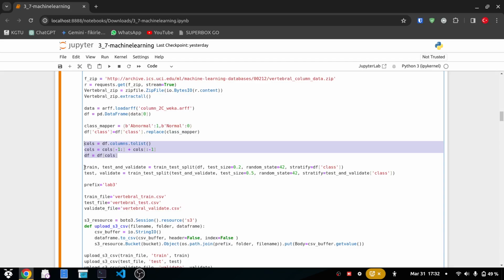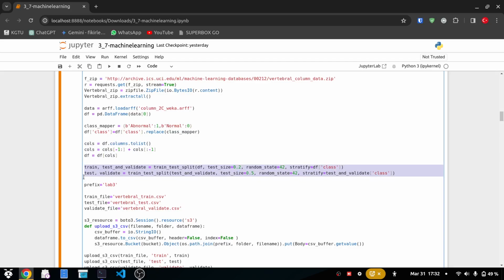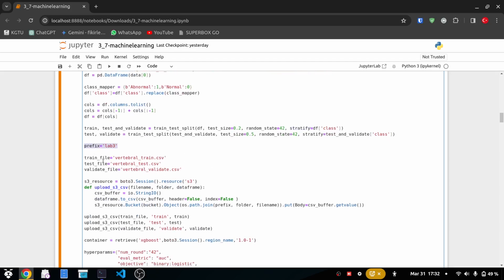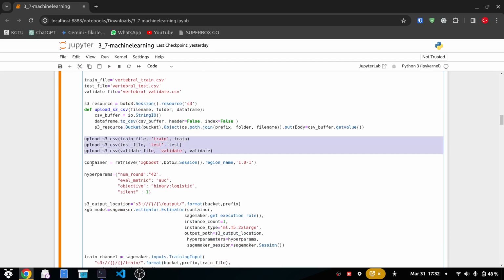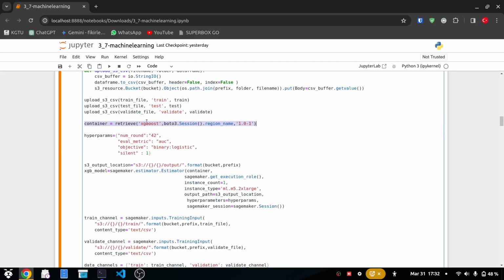So that's it, and we have train, test, validate splits in here, and we are using stratify to have a uniform split, and we have a prefix as lab3, and we have file names in here. So we have an upload S3 CSV function definition in here, and we are using that function to upload our train, test and validate data frames into files in here. So we are retrieving a container. It's an XGBoost algorithm, and it has hyperparameters defined like so.